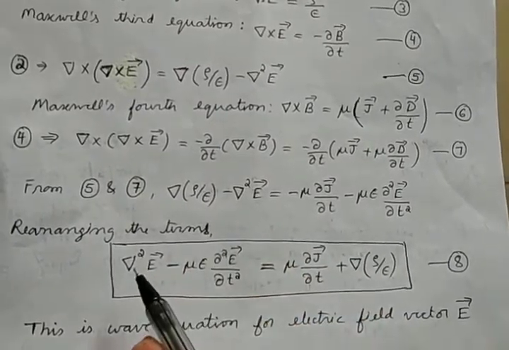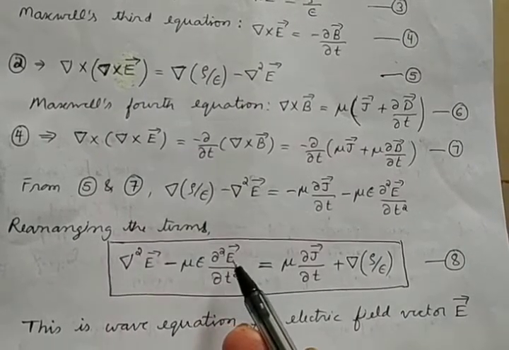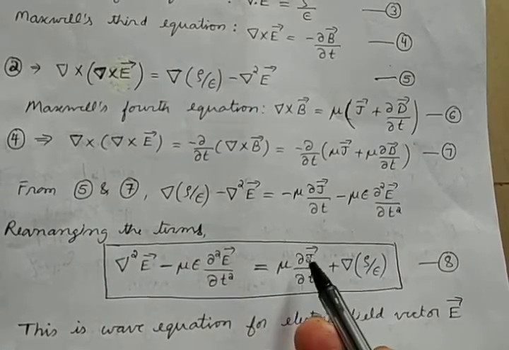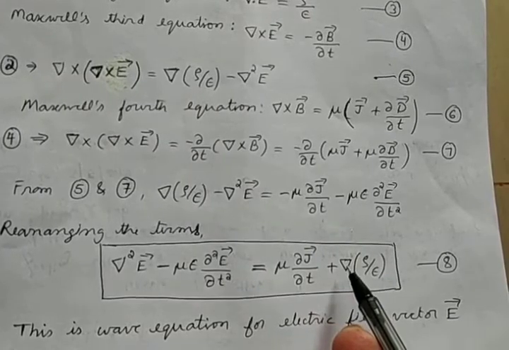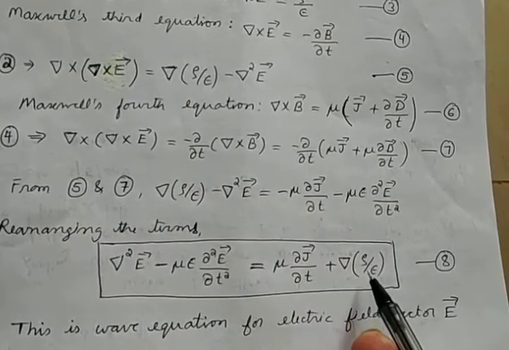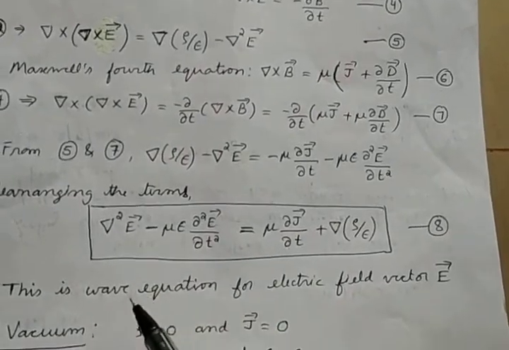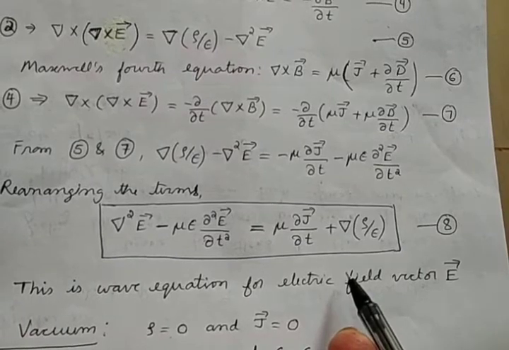So I get del square E bar minus mu epsilon dou square E bar by dou t square is equal to mu dou J bar by dou t plus gradient of rho by epsilon. So this is the equation we get here. This is called the wave equation for electric field vector E bar.